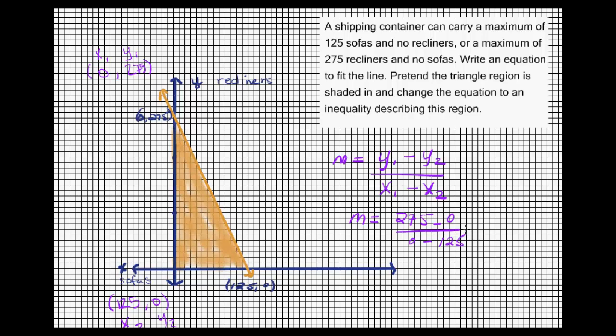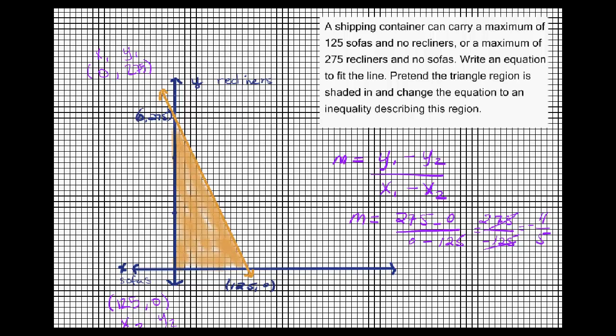All right, so 275 minus 0 is 275. Place that over 0 minus 125, which is negative 125. Okay, and then we can reduce this. 25 goes into each of these numbers. Okay, so this becomes negative 11/5. All right, so our slope is negative 11/5.